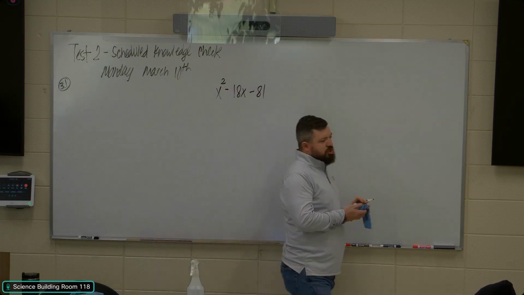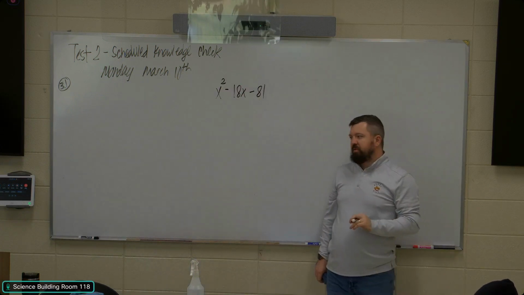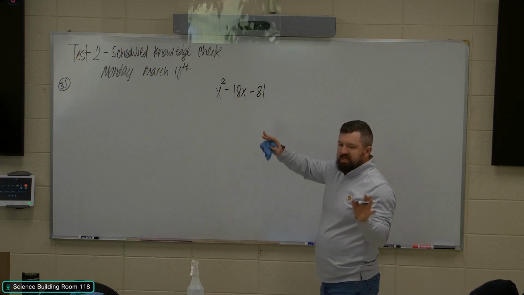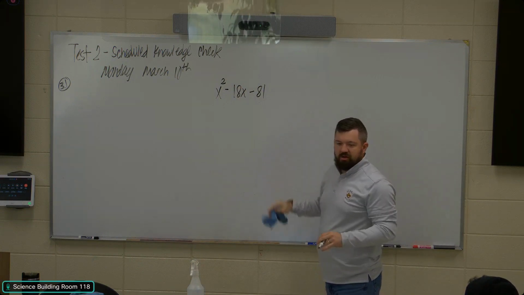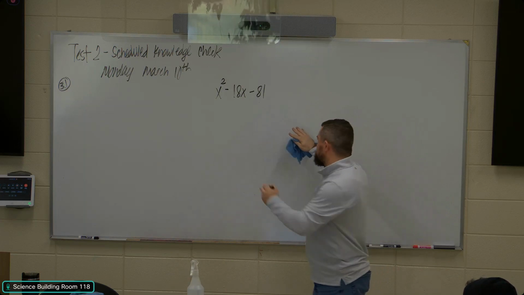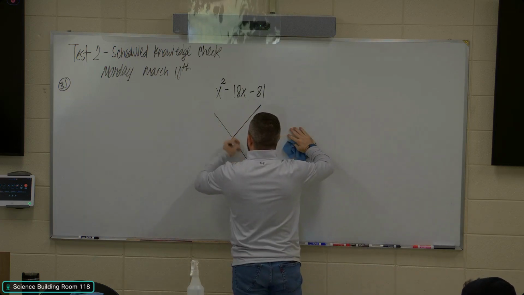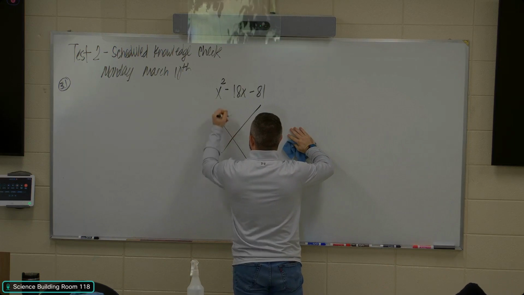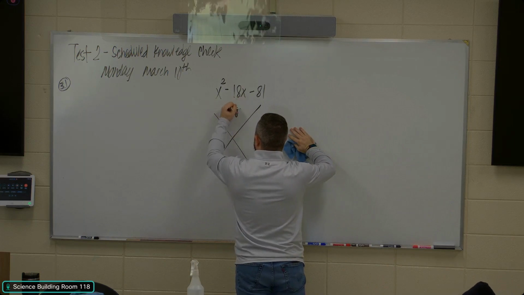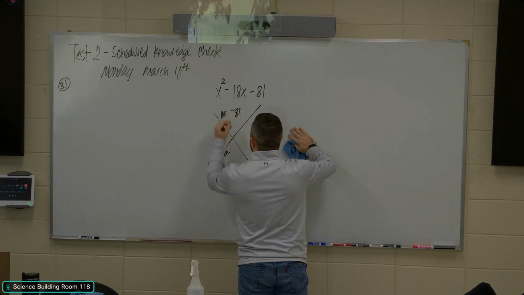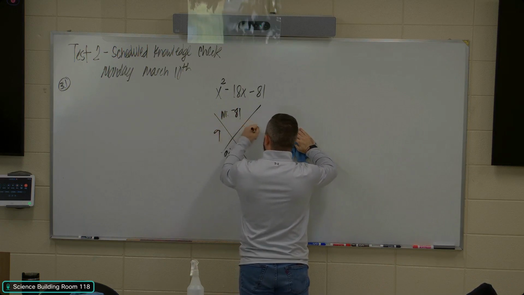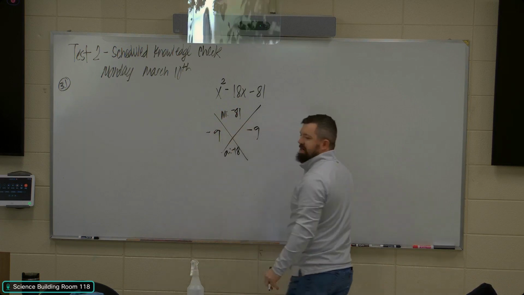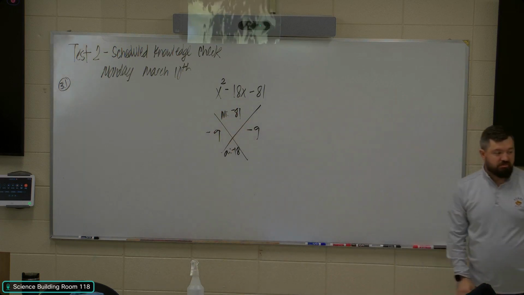Now, so we have this trinomial right here, okay? And let's just pretend we don't know anything new. We're just going to factor it the way that we always have factored trinomials, which is multiply to get negative 81, add to get negative 18. The two numbers that do that are negative 9 and negative 9.